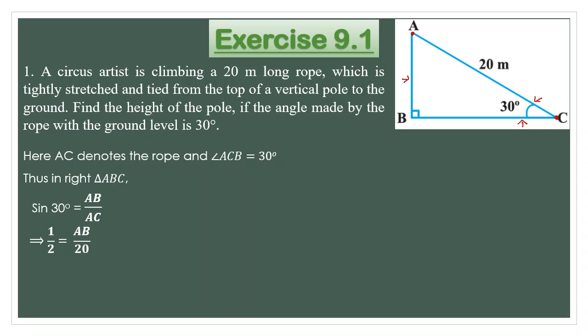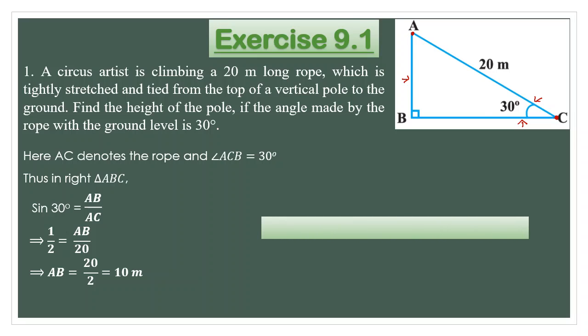Once we do that, we will get 1 by 2 is equal to AB by 20. We do the cross multiplication, or we simply shift this 20 to the left hand side, which gives AB is equal to 1 by 2 into 20, or 20 by 2, that is equal to 10 meter, which means that the height of the pole is 10 meter. So this is how we are going to use trigonometry in finding out the heights and the distances of a particular right angle triangle in this chapter.